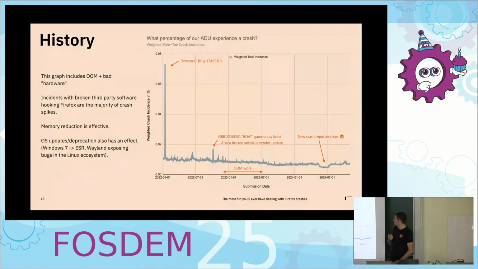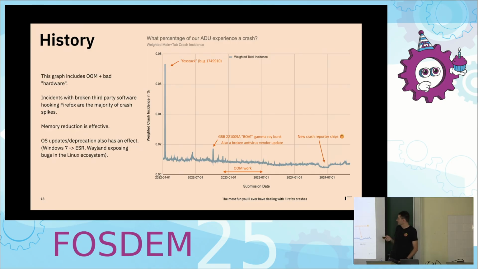Now a bit of history. This is a graph of Firefox crash incidences over the last 2 years. There's a very, very, very big spike. This is called Foxduck. You can Google it. We did a post-mortem on it. This is an interesting one.